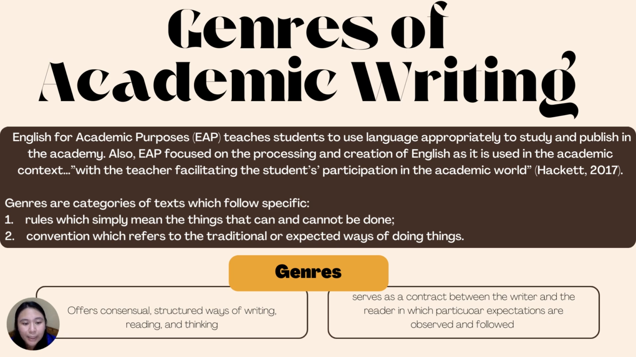Genres are generally categories of text which follow specific rules and conventions. You have one, the rules, which simply mean the things that can and cannot be done, and the second one is the convention, which refers to the traditional or the expected ways of doing things. We have here a graphic organizer to show that. One, it offers consensual, structured ways of reading and writing, and it serves as a contract between the writer and the reader in which particular expectations are observed and followed.